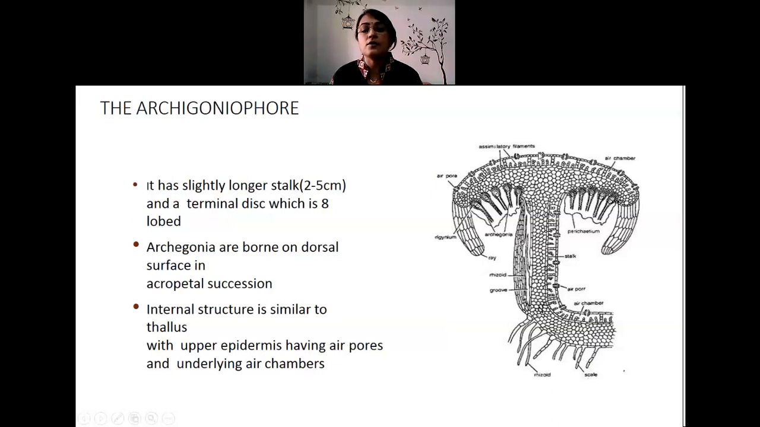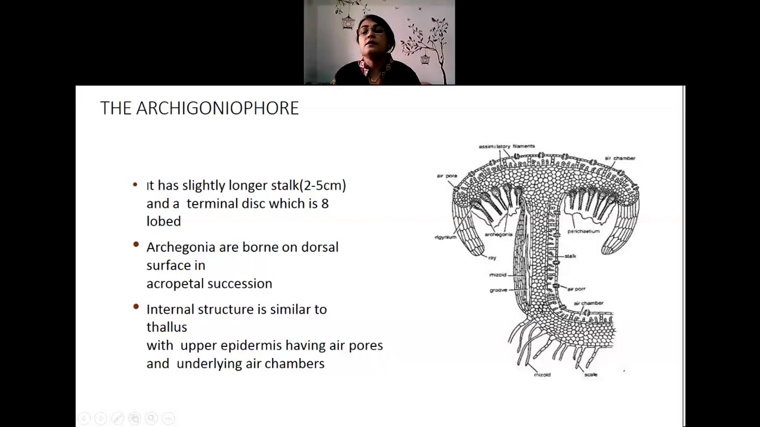Archegonia are borne on the dorsal surface. You find initially the archegonia on the dorsal surface of the thallus in an acropetal succession. So you find the archegonia on the dorsal surface in acropetal succession. Internally, if you see the vertical section of the archegoniophore, we find an upper epidermis having air pores, then photosynthetic filaments, then the storage region.